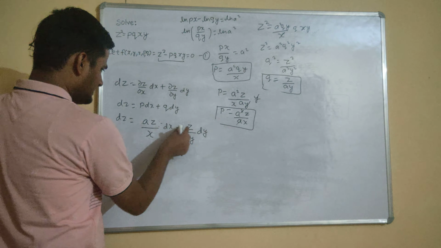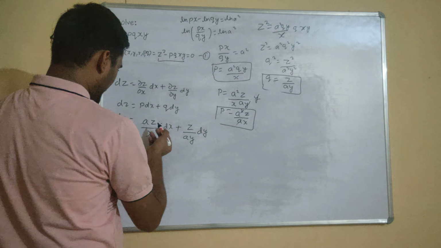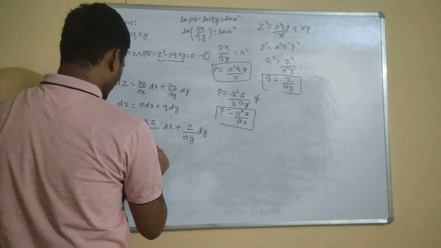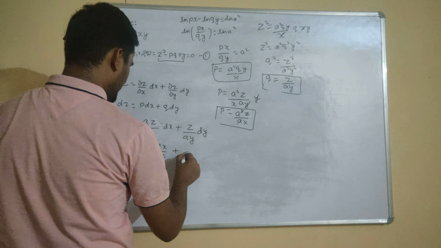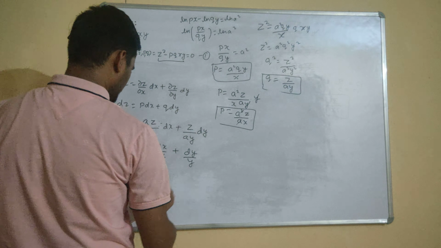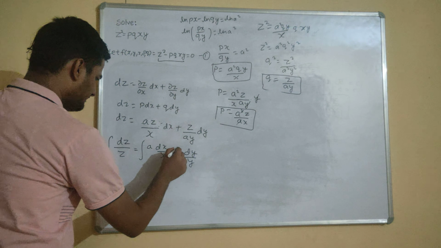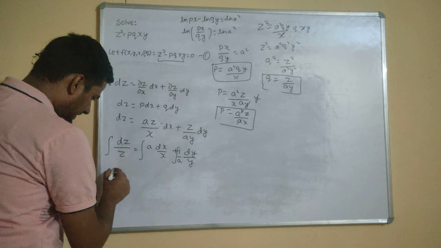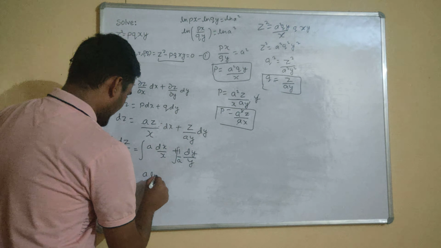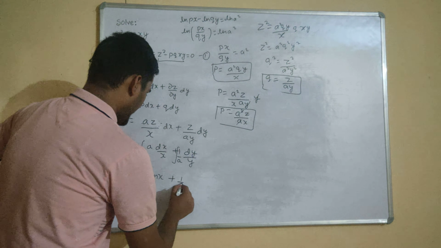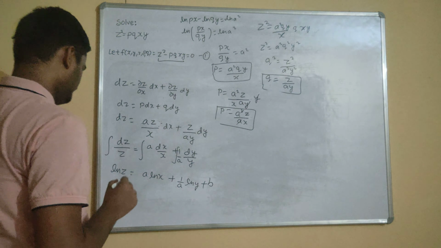Now Z, bring this side. So dz by z, A is anyway constant. So A dx by x plus dy by y, and 1 by A is again there. If I integrate both sides, dz by z integration is ln z. Here A times ln x, 1 by A times ln y. Let's say another constant b comes.